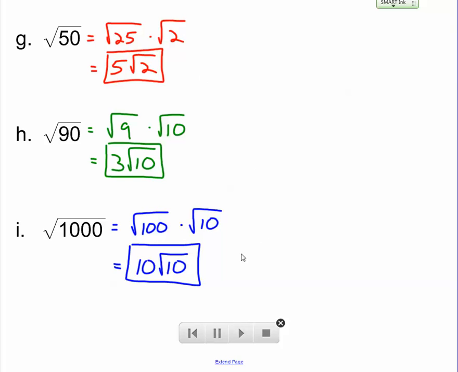Now all three of these could be done using the same methods that I used for A, B, C, D, E, and F. But it would take a lot longer. So look for perfect squares that these numbers are divisible by, like 25, 9, and 100, and work it. And also the number that's inside the radical can't be divisible by a perfect square. Otherwise, you haven't simplified it all the way.